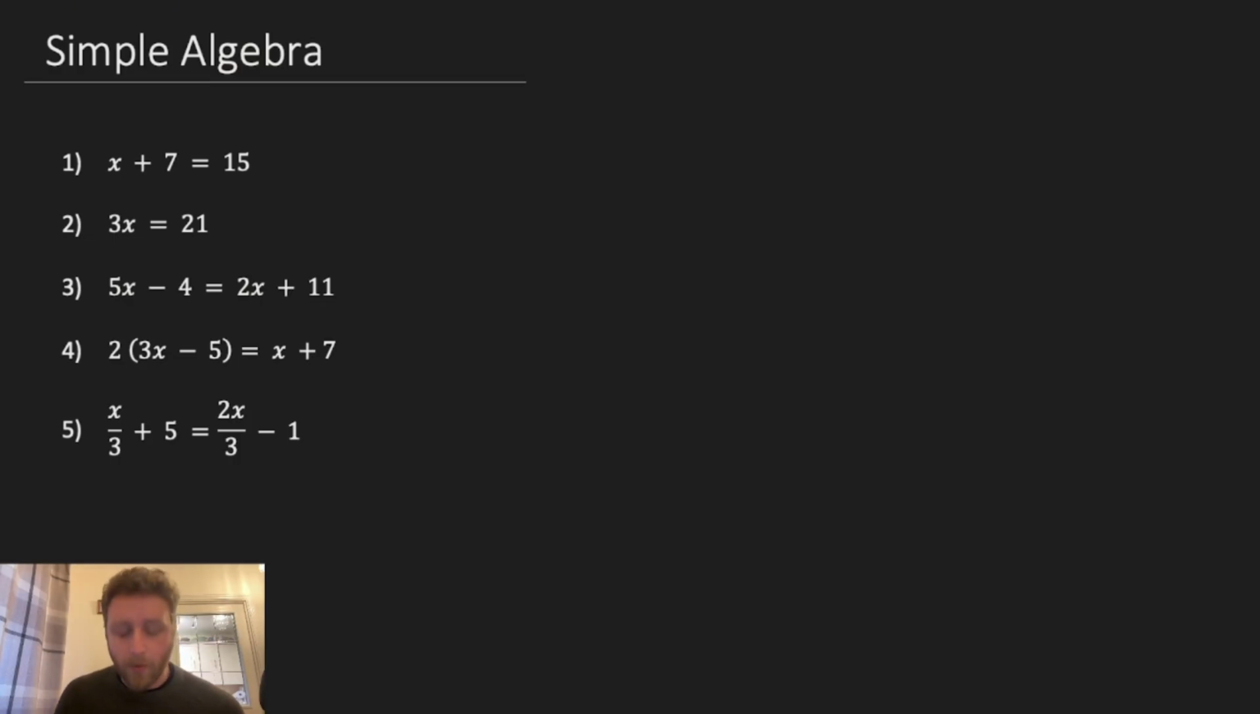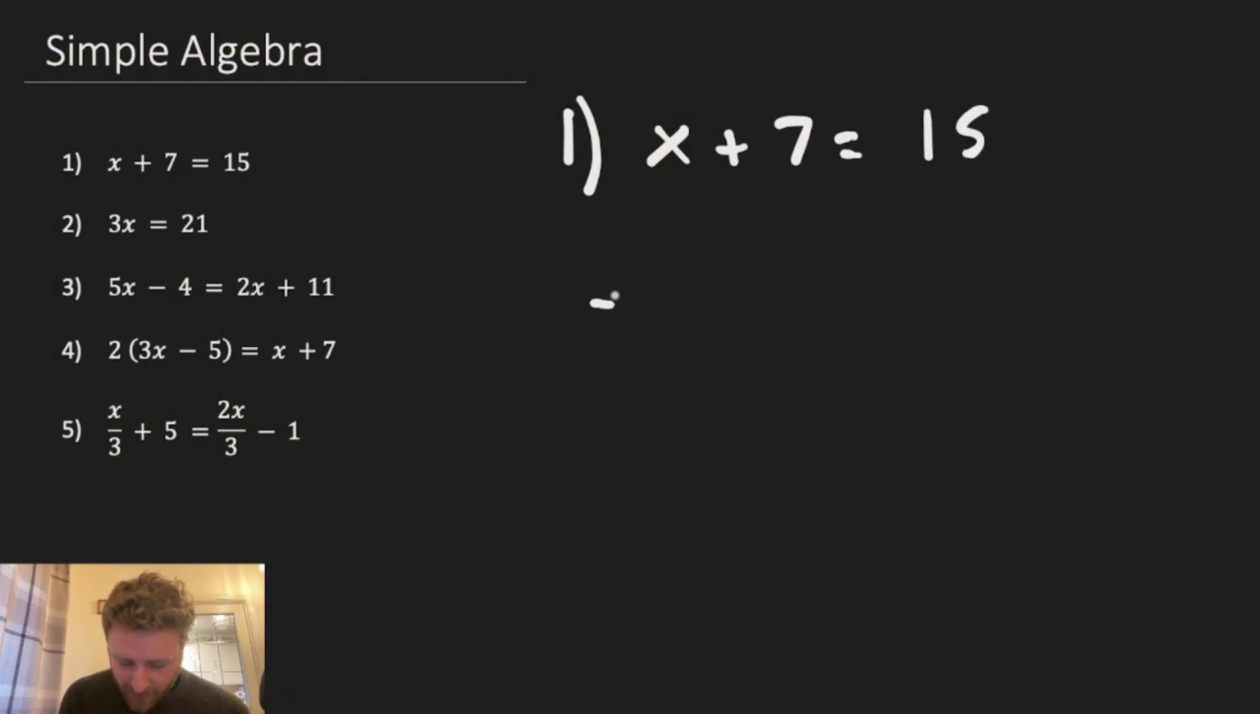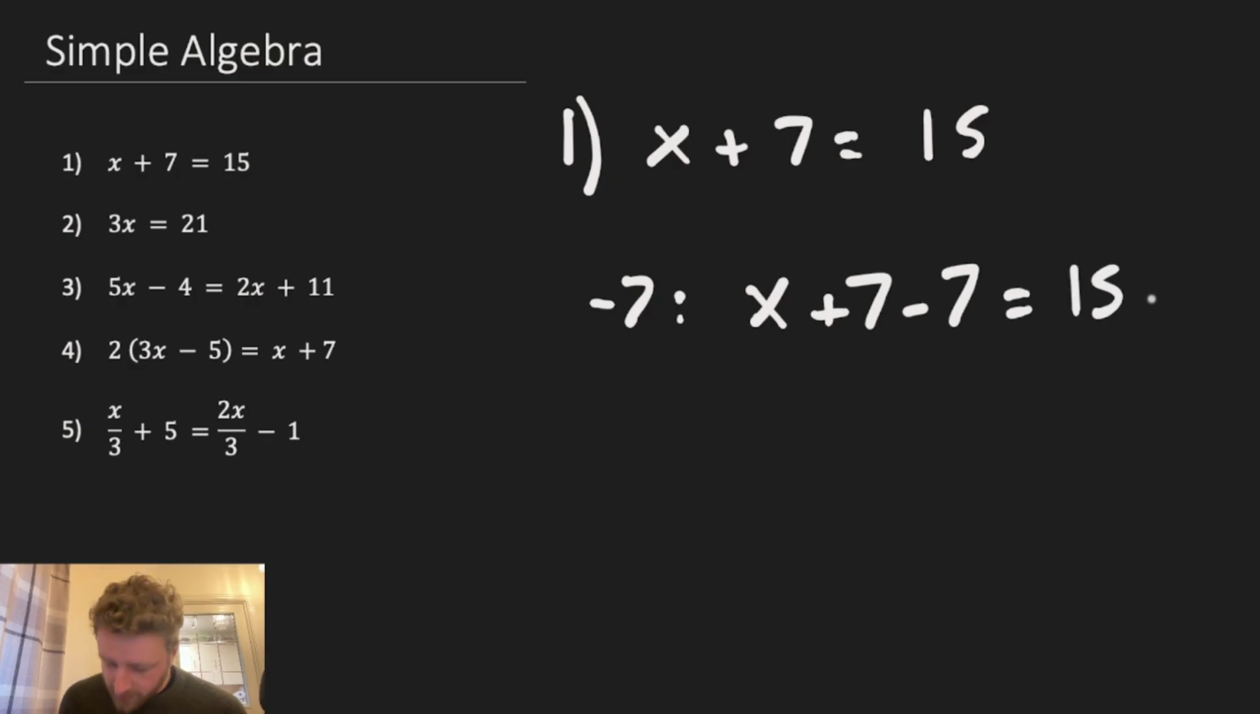So let's take a look at number one. So number one, here we are. So we have x plus 7 is equal to 15. One of the things we have to remember with algebra is that everything we do to one side, we have to do to the other side. So very simply, we can take our x plus 7 is equal to 15, and then we can minus 7 off both sides. So that will give us x plus 7 minus 7 is equal to 15 minus 7. And then from there we can just work it out.